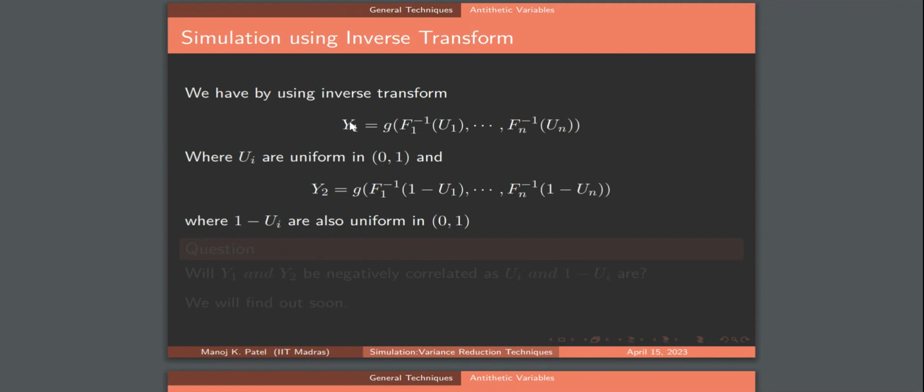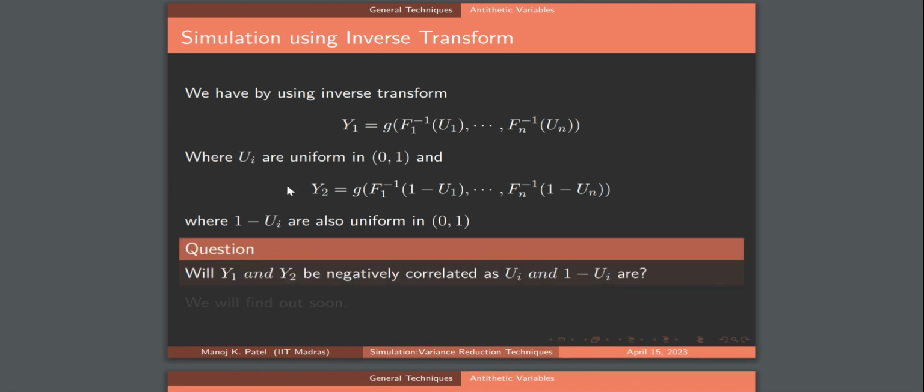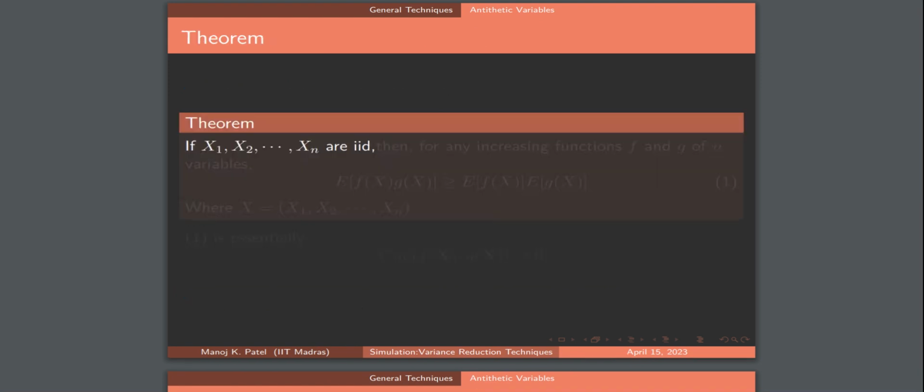The question arises whether Y1 and Y2 are independent or negatively correlated. First we can see that the Ui's and 1 minus Ui's are negatively correlated, with correlation coefficient minus 1. So the question is, if we compute the Yi's in this way, will they be negatively correlated? We'll find the answer soon. First we'll see the theorem.